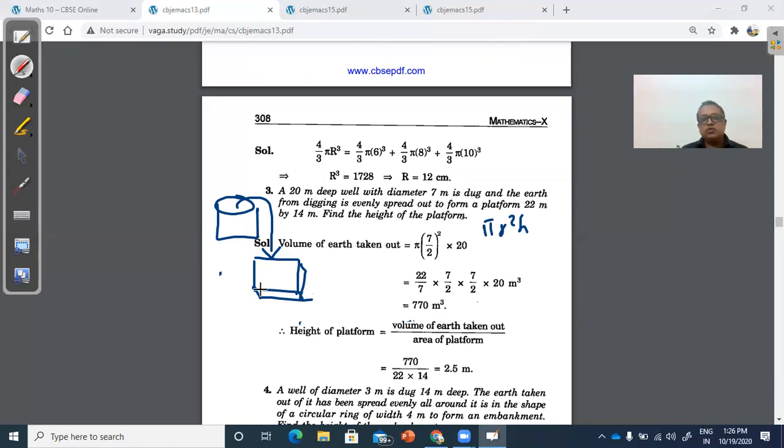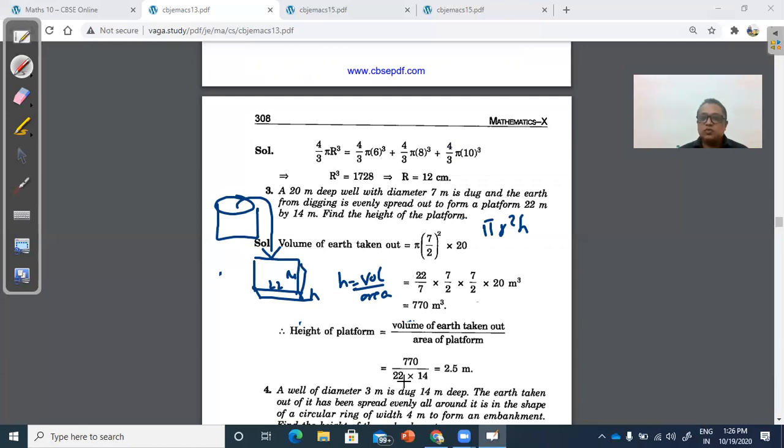And where are you putting it? You are putting it in this field. The length and breadth is given to you, 22, 14. We have to find out the height. So please note that height will always be equal to the volume of mud taken out divided by the area over which it is spread. So here we have calculated the volume of mud as 770.